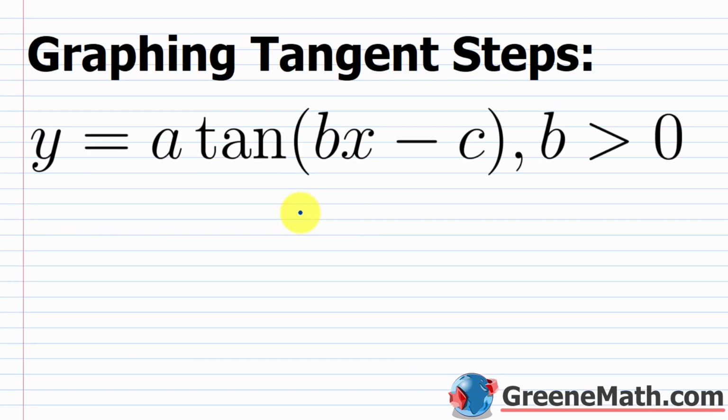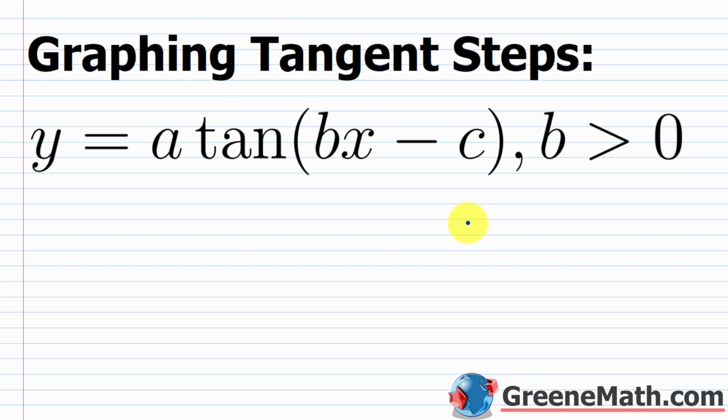All right, let's talk about the steps involved with graphing the tangent function. What I'm going to do is give you a simple model here. And then if we get something that's a little bit more challenging, we can just modify our steps. So the first thing is we have y equals a times the tangent of bx minus c. And we're specifically going to say here that b, which is the coefficient of x, is greater than 0. Of course, we'll see scenarios where b is negative, and I'll show you how to deal with that with identities.